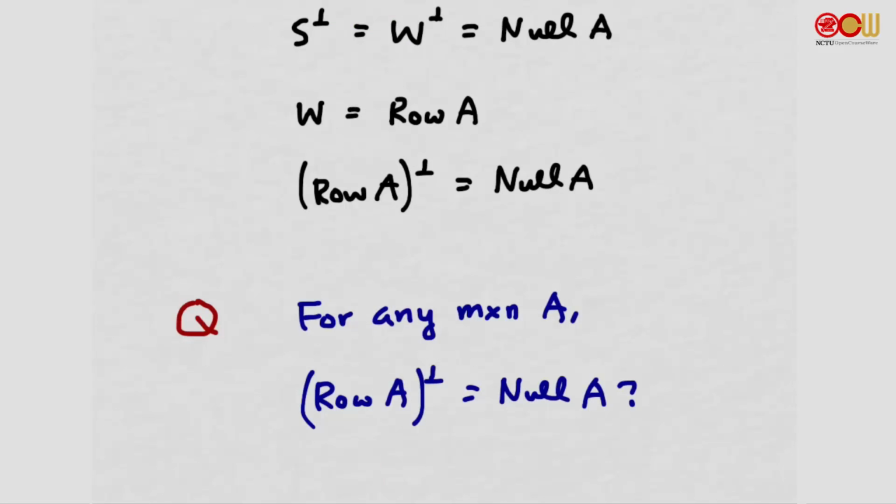In this example, the row space of A and the null space of A are orthogonal complements of each other. If this is true in general, the row space of A and the null space of A are orthogonal complements of each other for any n by n matrix. We will leave this as an exercise.